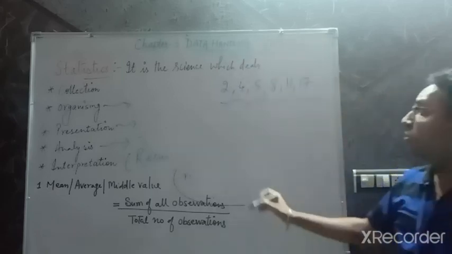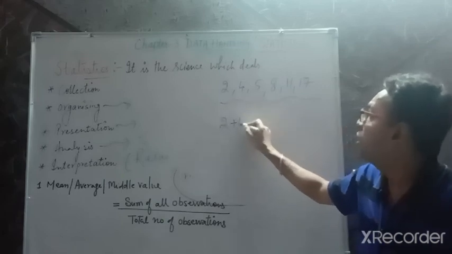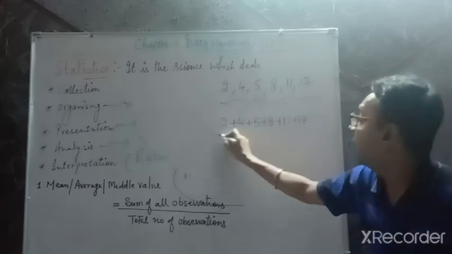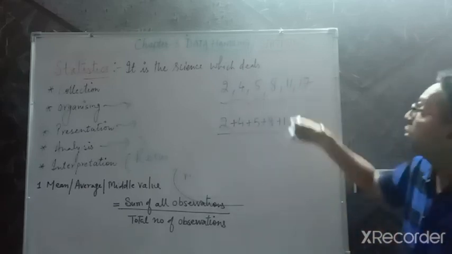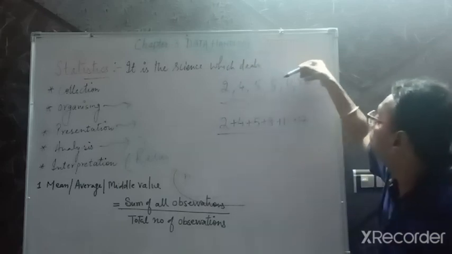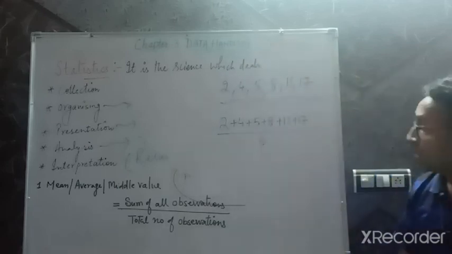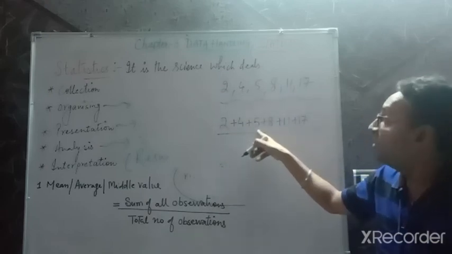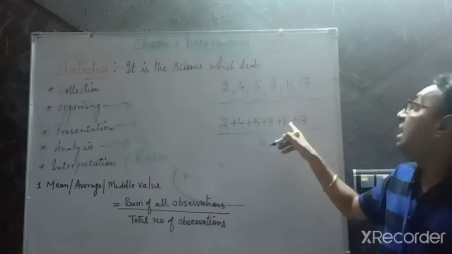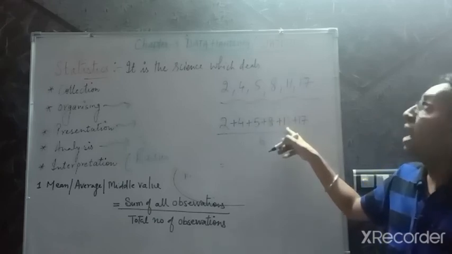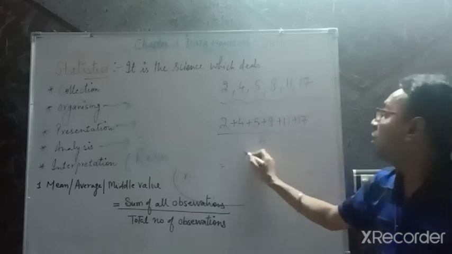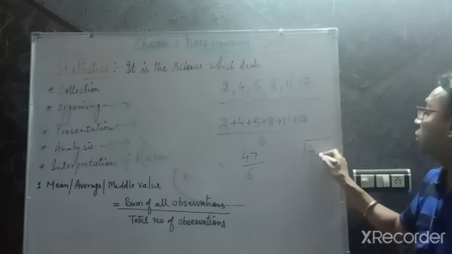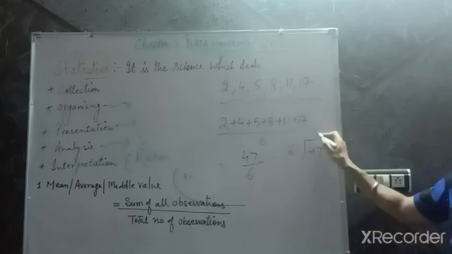The sum of all the observations means 2, 4, 5, 8, 11 and 17, upon the total number of observations. How many observations are there? 1, 2, 3, 4, 5, 6. So 6. Let's see. 2 plus 4 is 6. 5 plus 6 is 11. 11 plus 8 is 19. 19 plus 11 is 30, and 30 plus 17 is 47. 47 upon 6. I'm doing the division for you. How to write? It is 7.